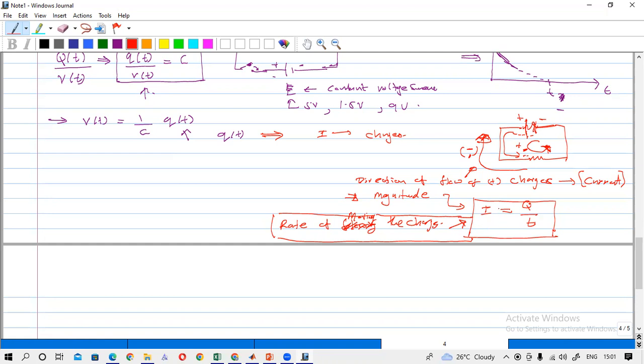So current can be defined in this way. You no need to remember all these things, just try to get the idea. That's enough. So I is equal to Q divided by T.